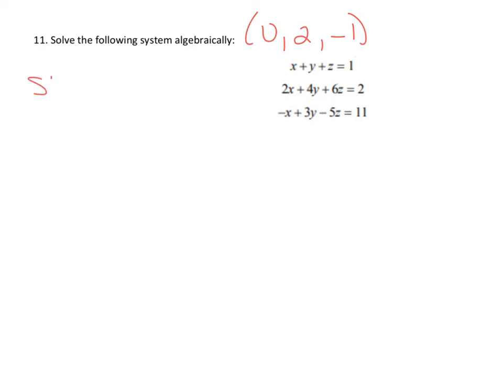So remember, the first step is to always try to find two equations that cancel something out. And I see two: the first and the last have x that cancel out right away. So I'm going to put them on top of each other.